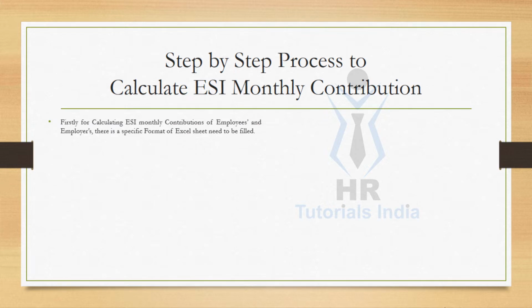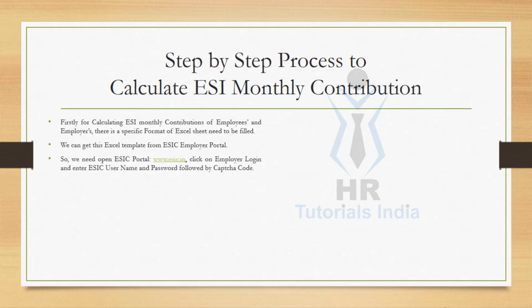Firstly, for calculating ESI monthly contribution of employees and employers, there is a specific format of Excel sheet to be filled. We can get this Excel sheet template from ESI employer portal. So we need to open ESI portal, that is www.esi.in. Click on employer login and enter ESI username and password followed by captcha code. After logging into the portal, under the category monthly contribution, click on the link file monthly contributions.